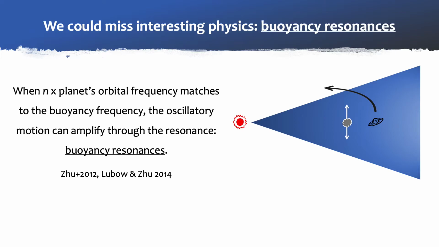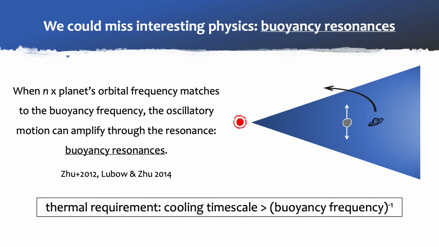When that happens, the buoyancy oscillation can be amplified by the planet, and this is what is called buoyancy resonance. And I'd like to point out that there's this thermal requirement for buoyancy resonances to operate. That is, the cooling timescale has to be longer than 1 over the buoyancy frequency. Otherwise, gas will cool down efficiently and it will adjust itself to the circumstance, and there will be no buoyancy.